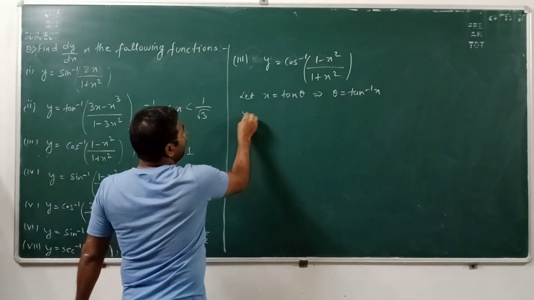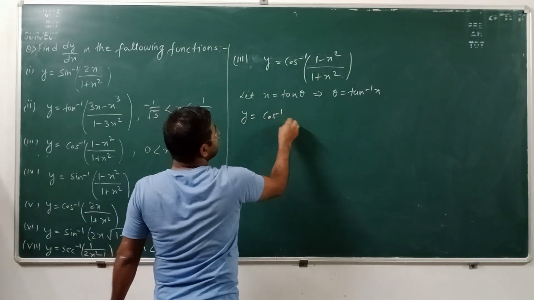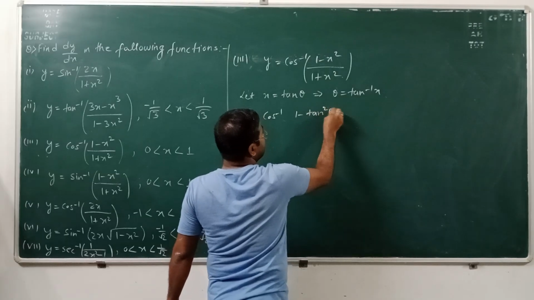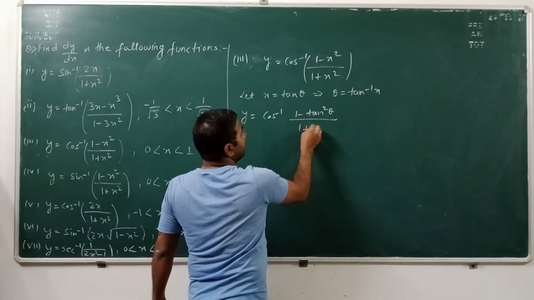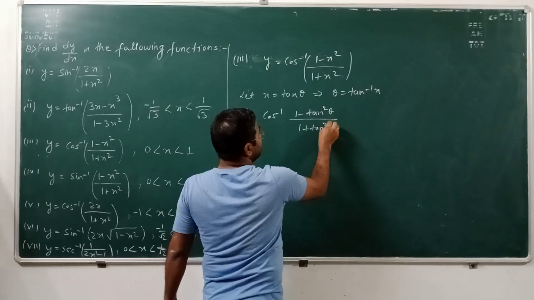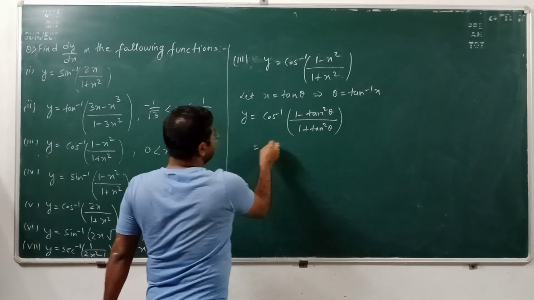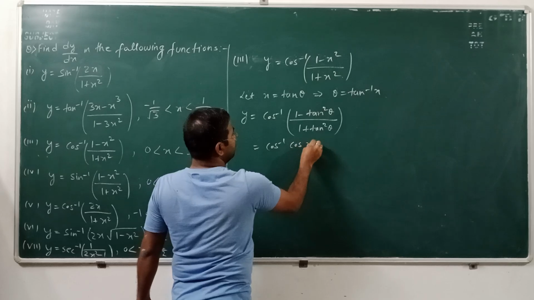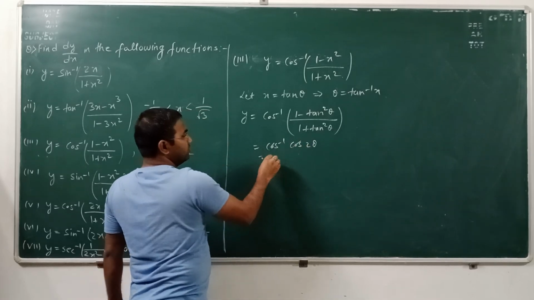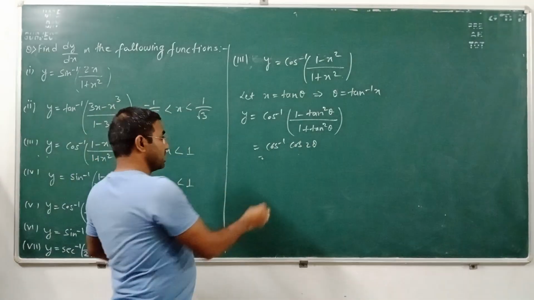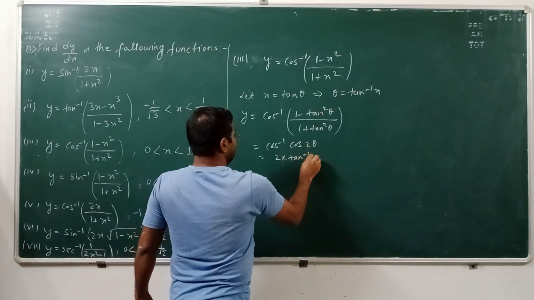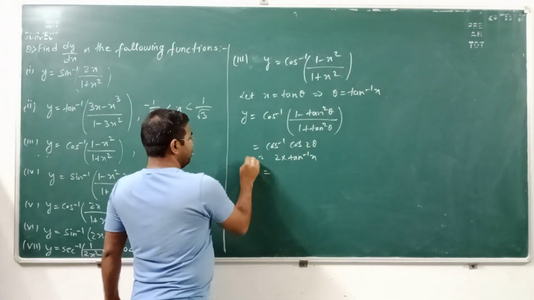Now y will be cos inverse of (1 minus tan square theta) upon (1 plus tan square theta). Now as you know that this is the identity of cos 2 theta, then cos inverse cos get cancelled out, and in place of theta what you will write? Tan inverse x. Again, y is tan inverse 2x... no, y is 2 tan inverse x.